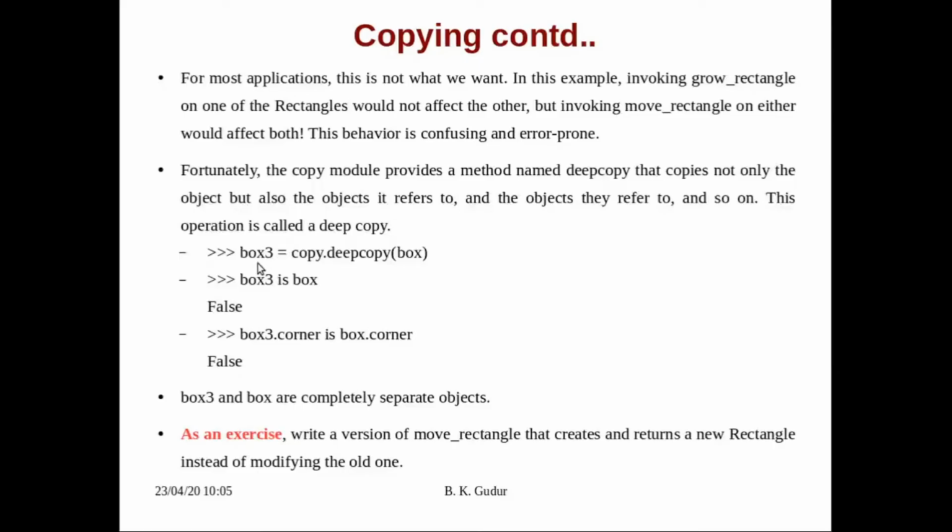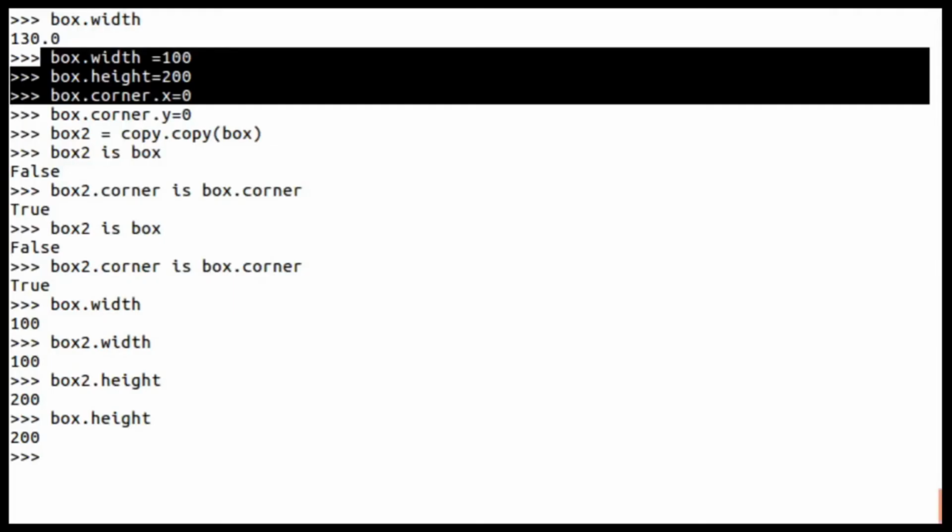If I create box3 equal to copy.deepcopy(box), then box3 is box, obviously, is false, and not only that, box3.corner is box.corner will be false. Remember, earlier when we applied box2.corner is box.corner, we got true, but now when we apply box3.corner is box.corner, because of this deep copy it is going to create a different object for the corner point also. So let us execute this in the terminal.